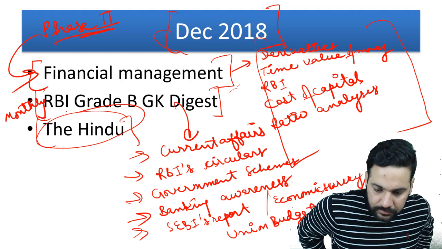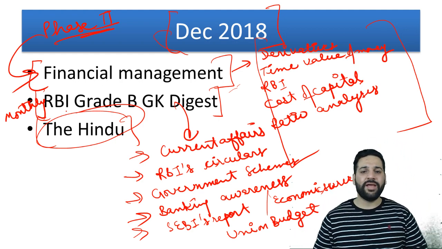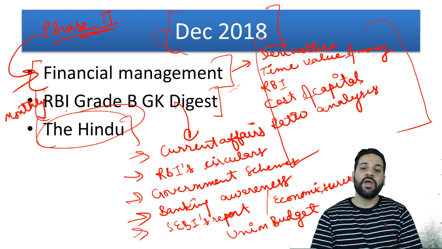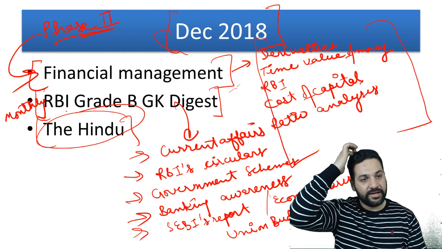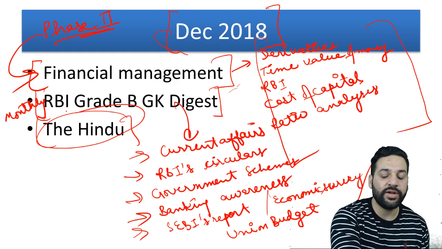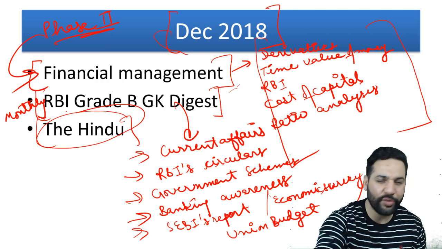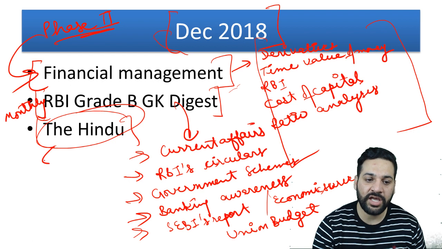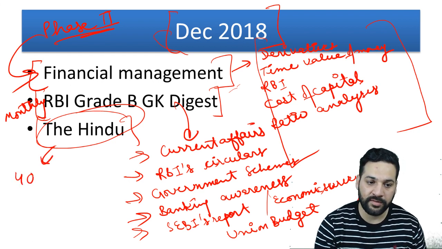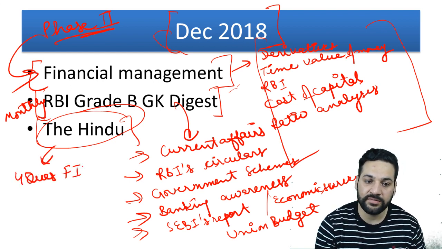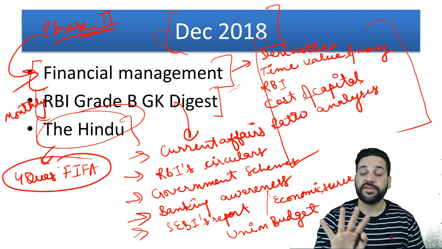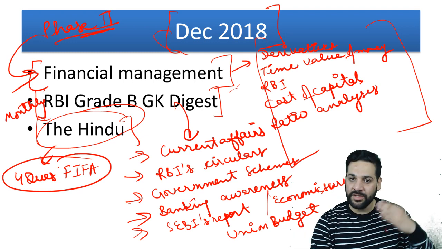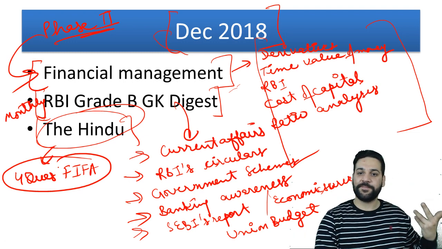Why? A lot of you are going to ask me, sir, why should I read the Hindu if I'm already reading the daily current affairs? Why should I go for the Hindu? Students, this year there were 4 questions from FIFA, 4 questions from FIFA in the general awareness section of phase 1 RBI Grade B.